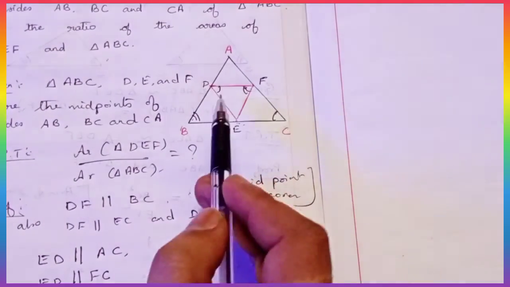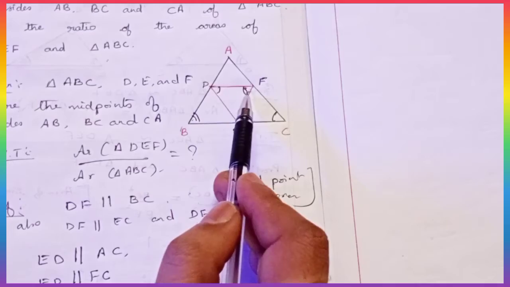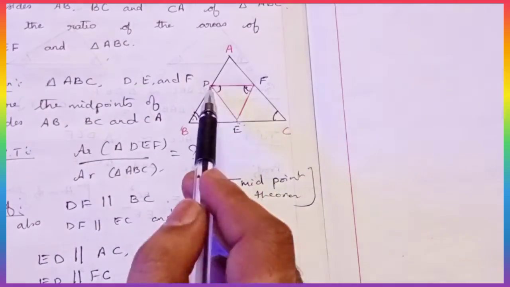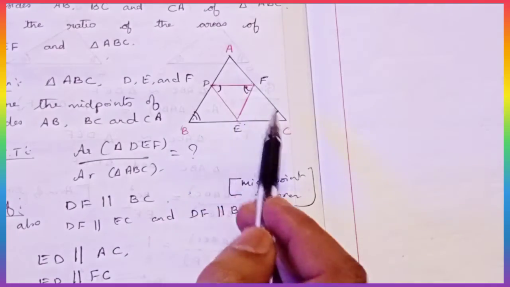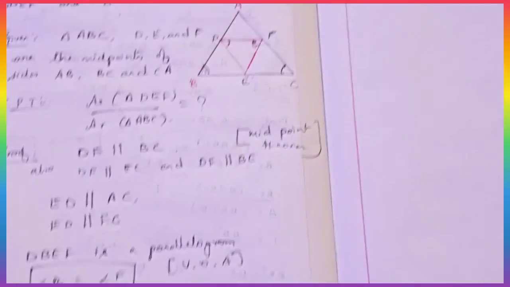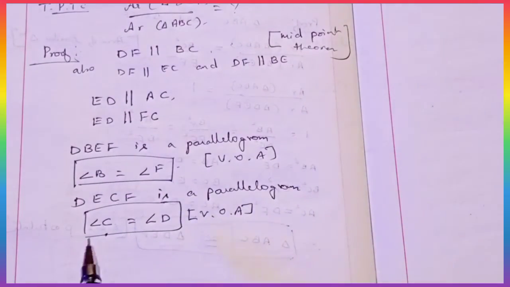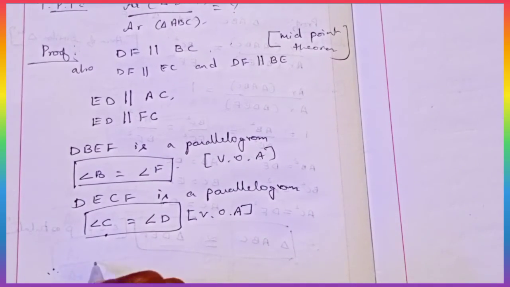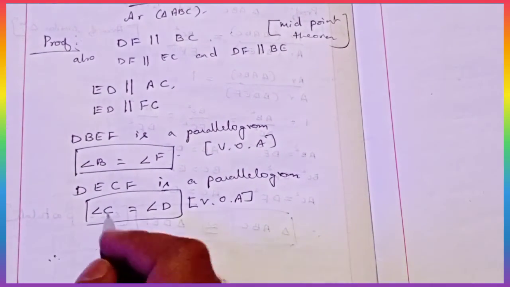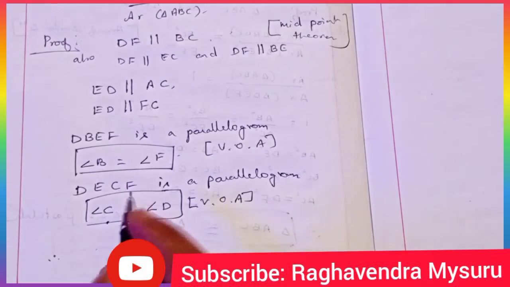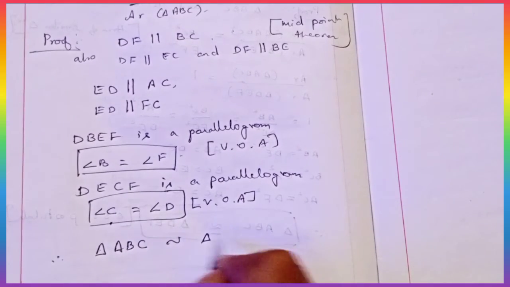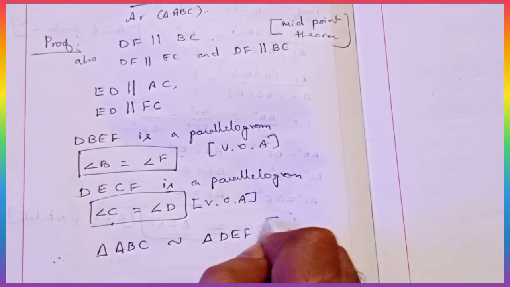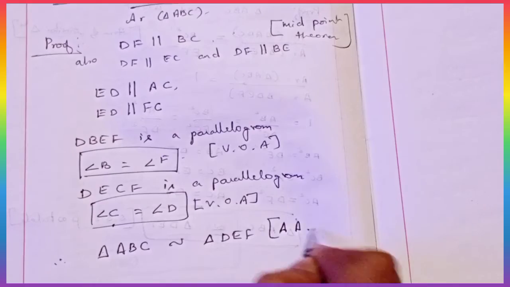If you observe the figure here, angles D and F are present in triangle DEF, and B and C are present in triangle ABC. So by this we can write, to prove two triangles are similar to one another, we need two elements. Already we have those two elements. Therefore, triangle ABC is similar to triangle DEF by the AA criterion.